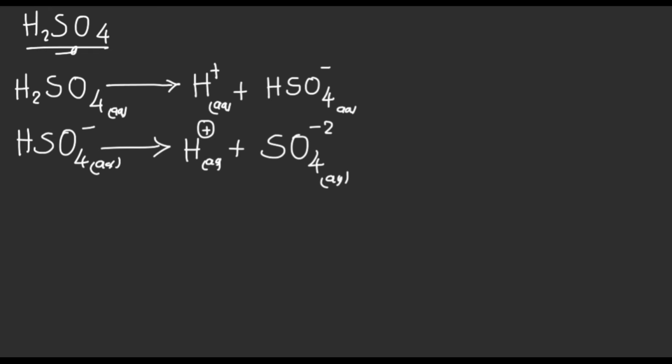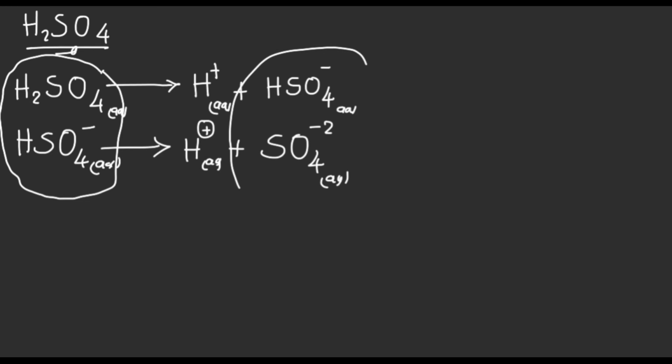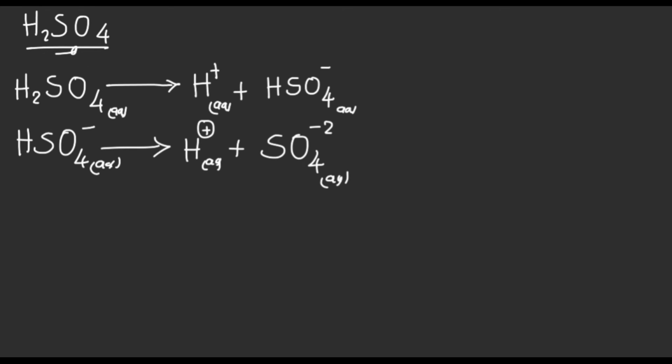If we combine the two equations, it means that I need to look at the substance on the reactant side which is exactly the same as any of the substance on the product side. So you can see that this is the same as this. After identifying, what are you supposed to do? We cancel the substance that we have exactly on each side, so remaining with H2SO4 aqueous.